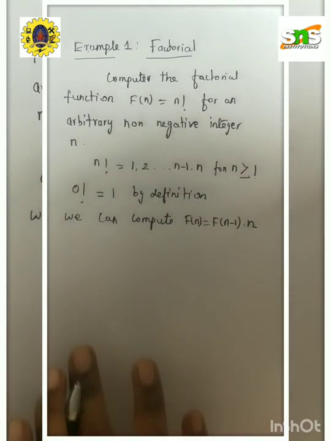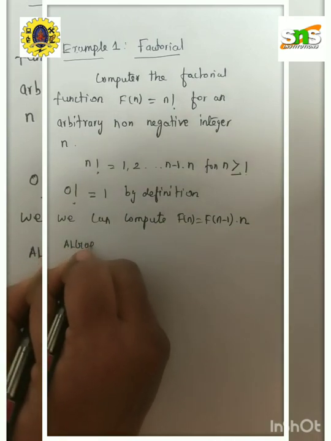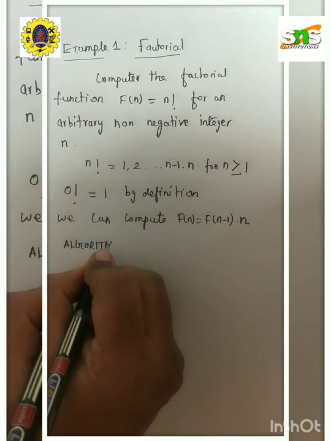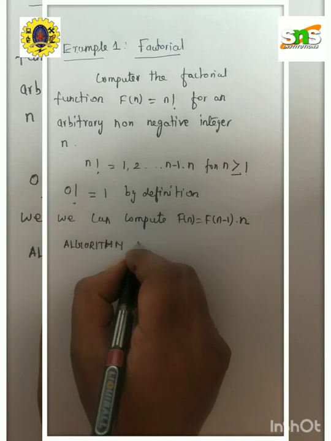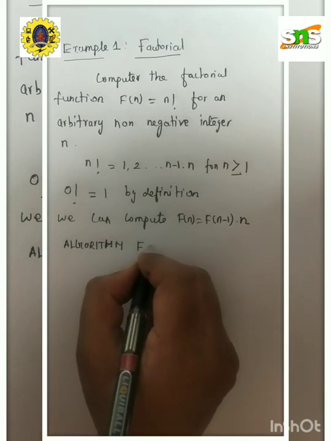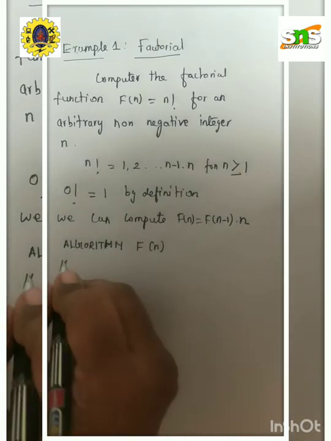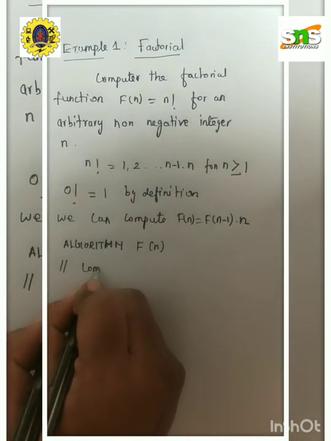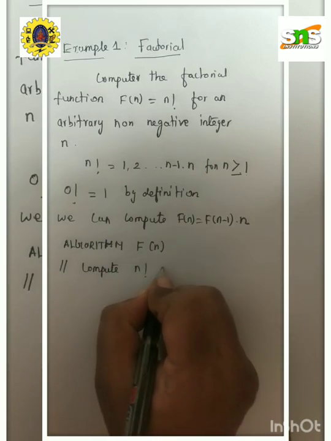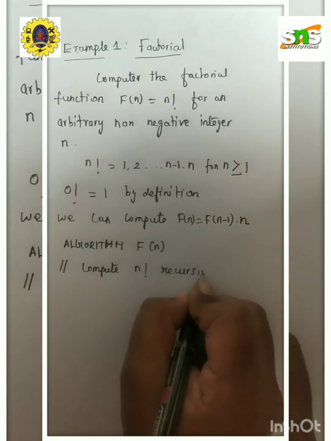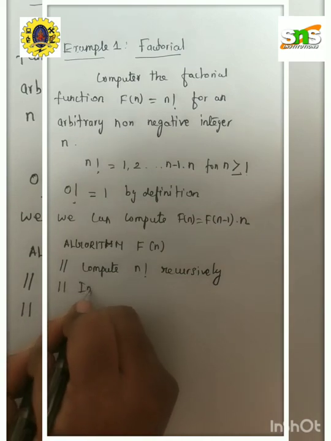So here I am going to write an algorithm, with the algorithm heading and then the name of the factorial function, for example f of n. F is the function name, n is the argument passed here. Then the problem description is given in comment lines: compute n factorial recursively, because we can solve it in a non-recursive manner also. So mention it is a recursive manner.